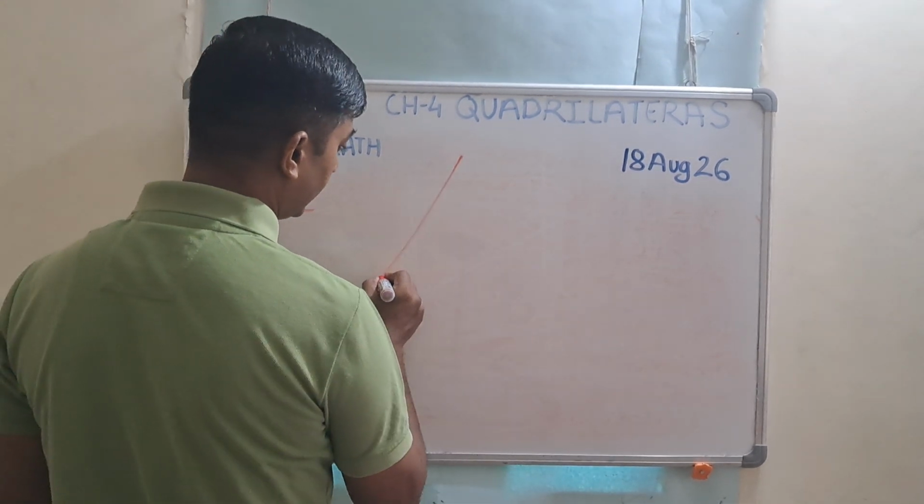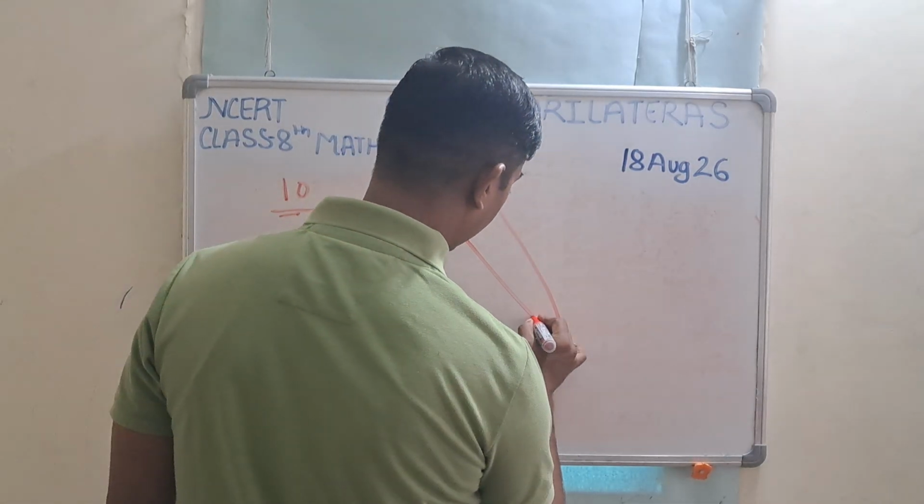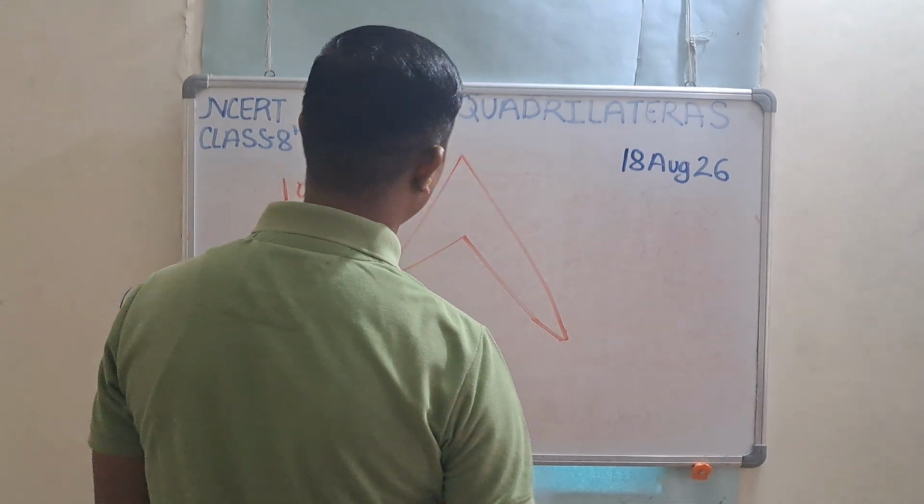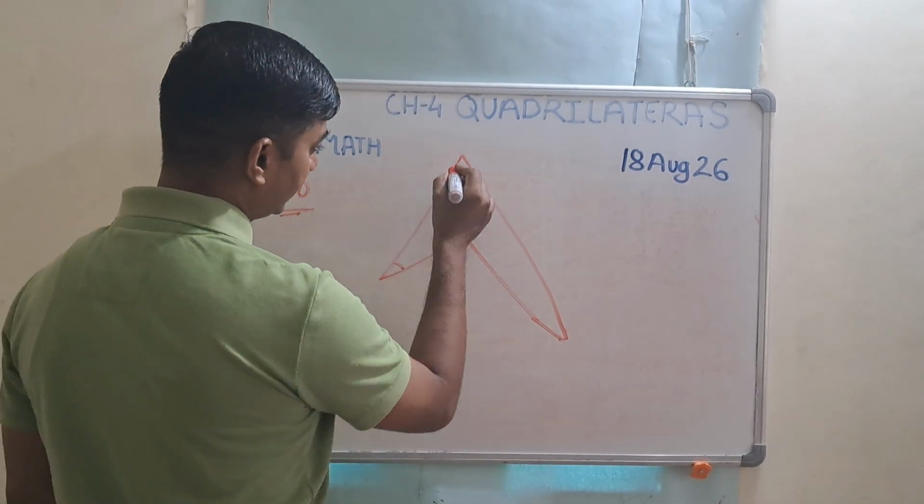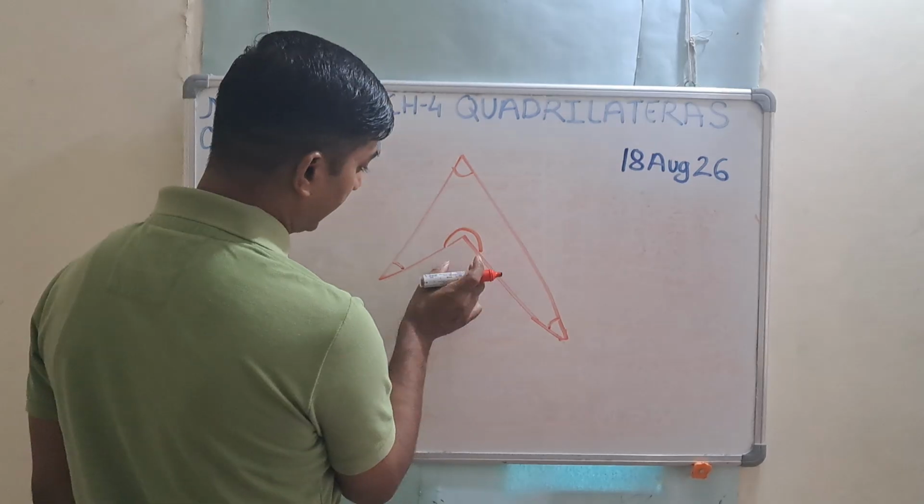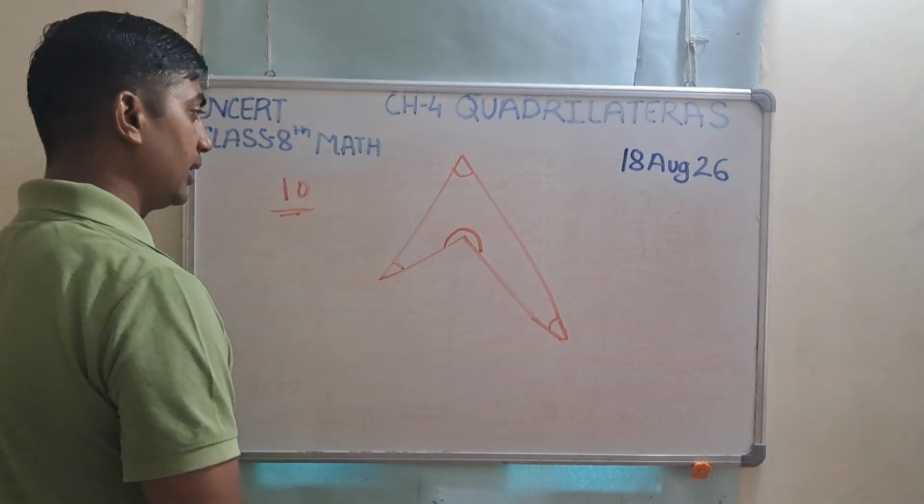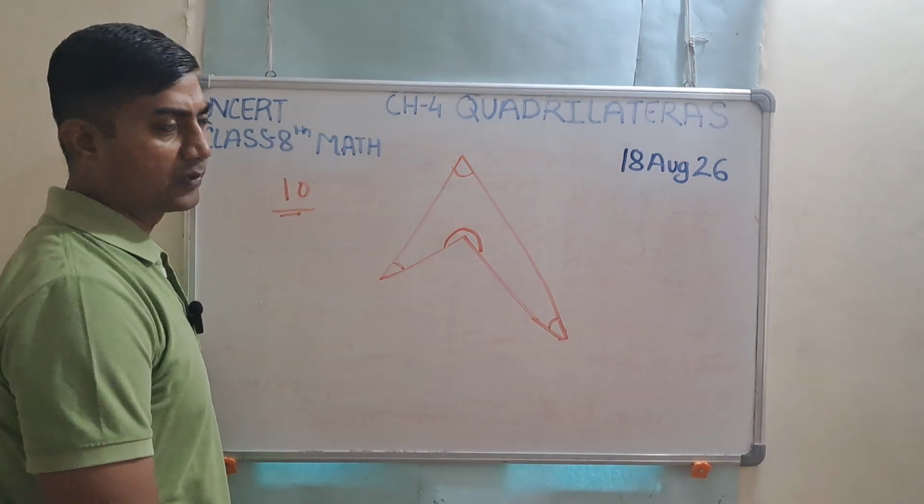we have given a quadrilateral like this. Figure may vary, and what they are asking, what is the sum of the internal angles of this quadrilateral? Now we see here one angle is obtuse and all other angles are acute. How will you prove the sum of the internal angles?